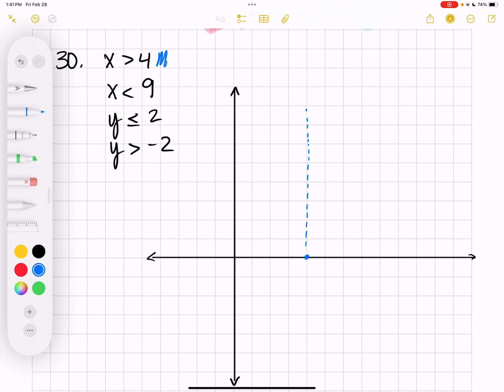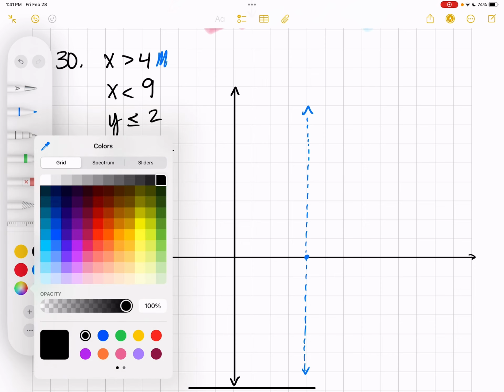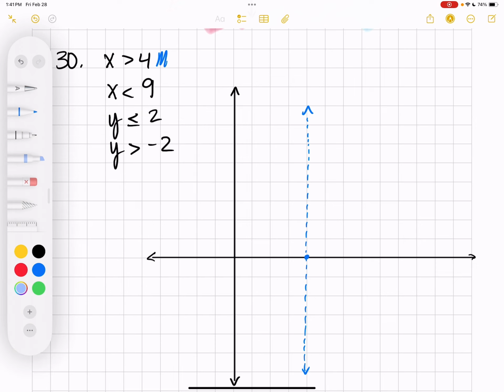Marcus saying yes like you do. All right, which direction? Which direction do I shade this one? Right. Left. Right. Right, that's greater than.